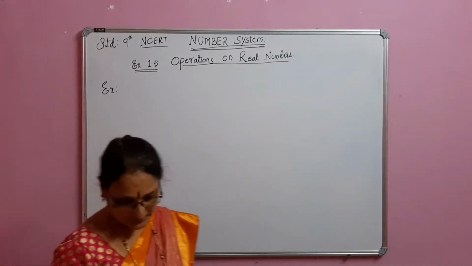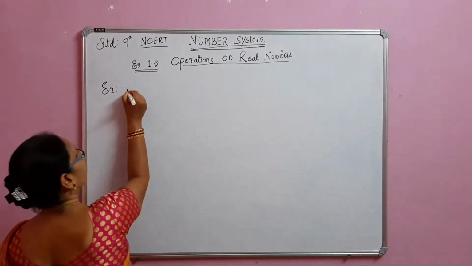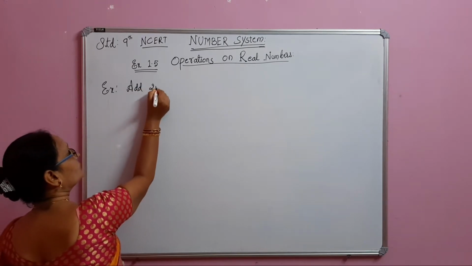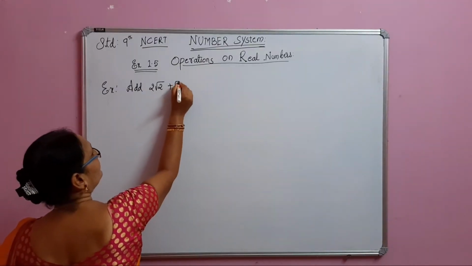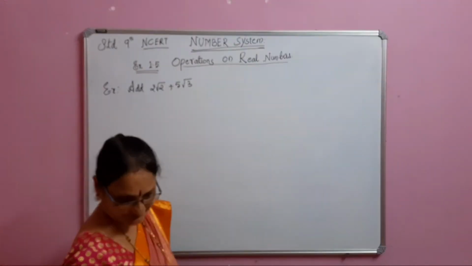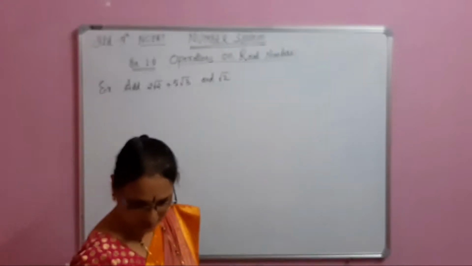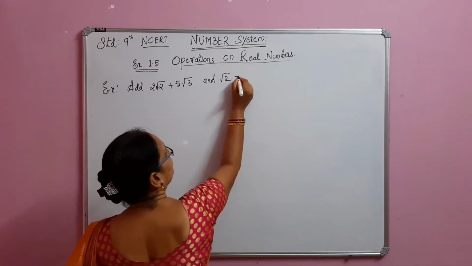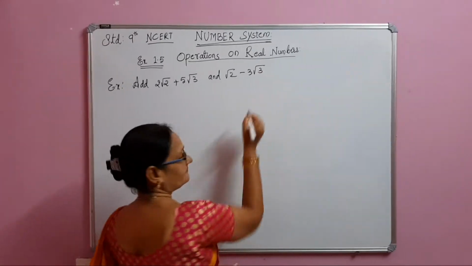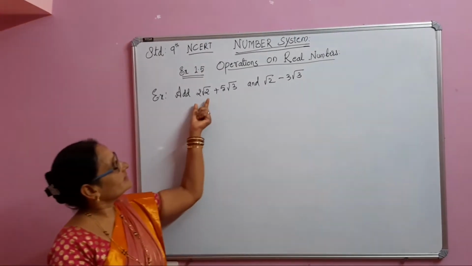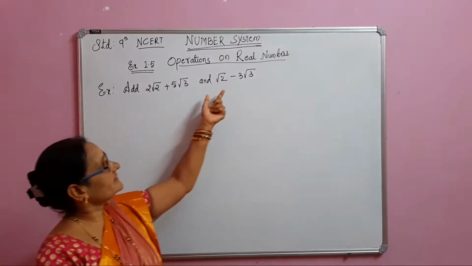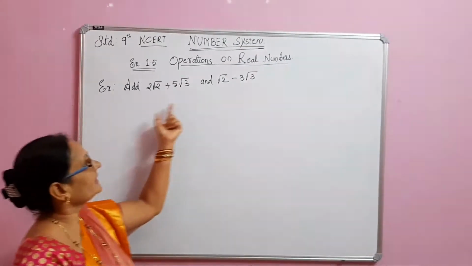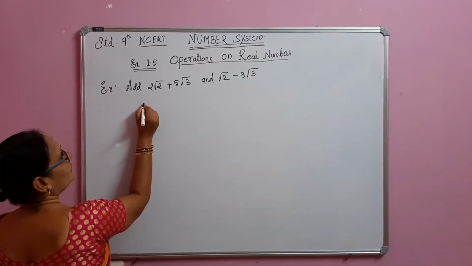Example: add 2 root 2 plus 5 root 3, and root 2 minus 3 root 3. Now see here, this is one irrational plus irrational, and this is also irrational. Now we are adding these. First we will write all together.